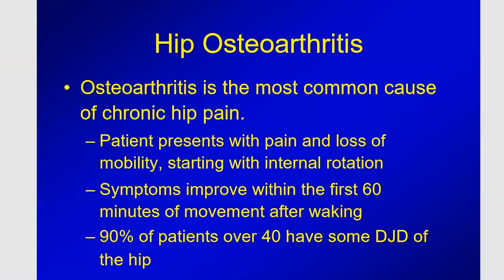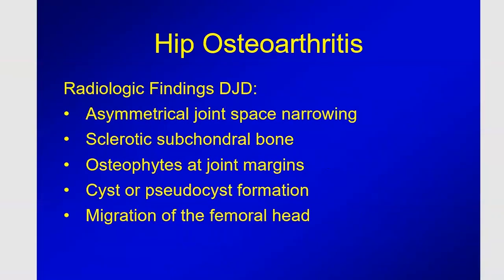Now, it also should be noted that in patients over 40, 9 out of 10 of them have at least a little bit of degenerative joint disease, just based on wear and tear and moving around in life. On a radiograph, typically what we're going to see with osteoarthritis is asymmetrical joint space narrowing, not symmetrical. Typically, we'll see some sclerosis around the subchondral bone. We'll see some osteophytes. We might see a cyst or a pseudocyst.